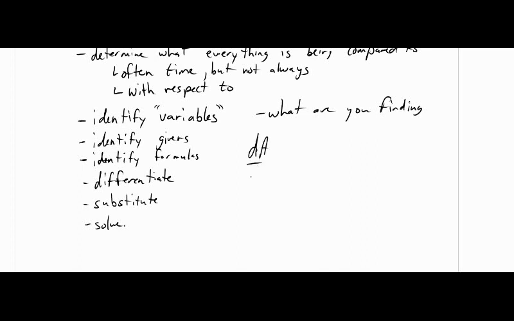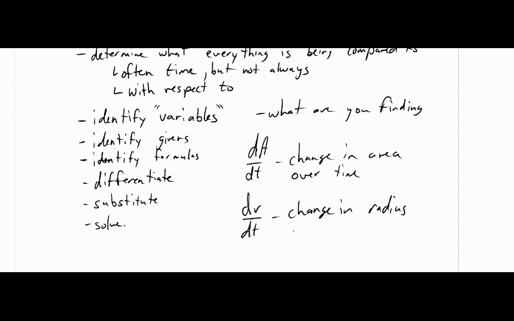If you're asked to find the rate of change of the area, then you're finding dA/dt. This is the change in area over time. And then dr/dt, let's do that one, is the change in radius over time. Okay, and you could have anything: dl/dt, change in length, dw/dt, change in width, dV/dt, dh/dt, all these things can come up.